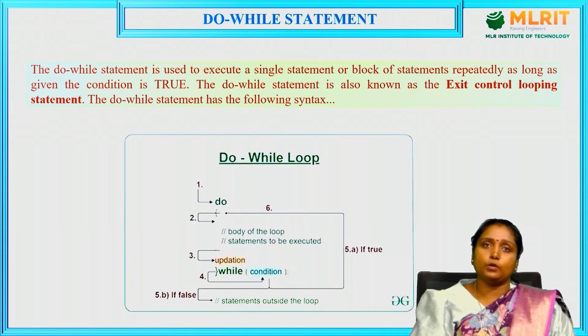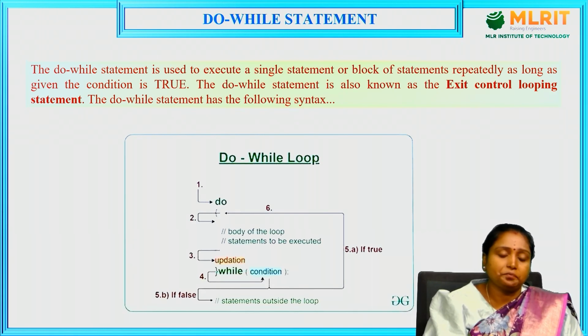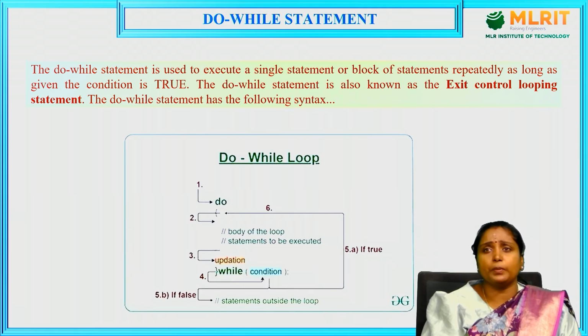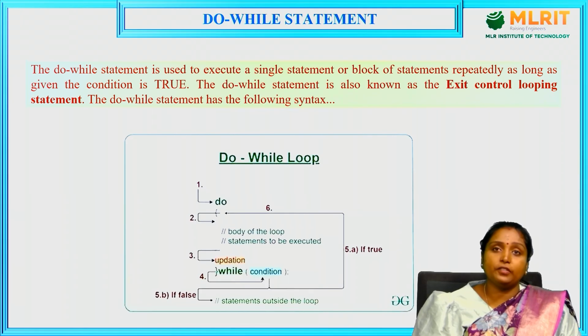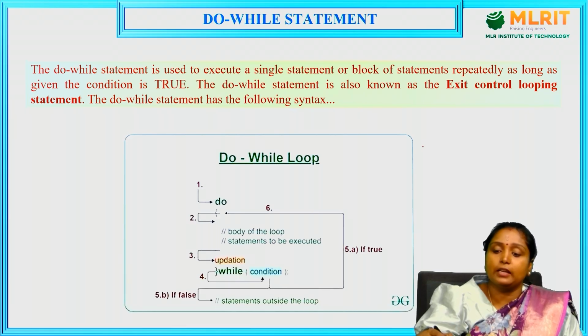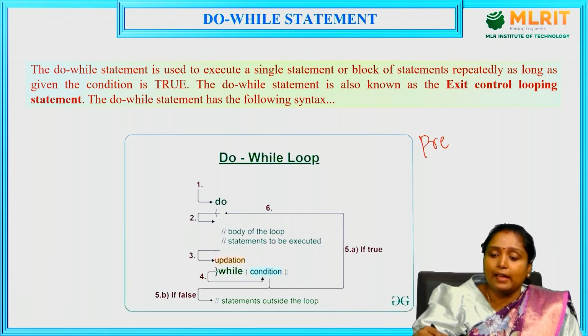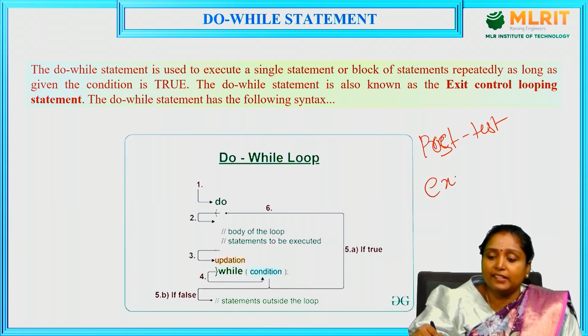Coming to the do while loop. A do while statement is the same as a while loop, but what is the difference? In a while loop, first we check the condition and then execute the statements, but in the do while loop, first we execute the statements and then the condition is checked. That's why we call this a post test loop or exit control loop.